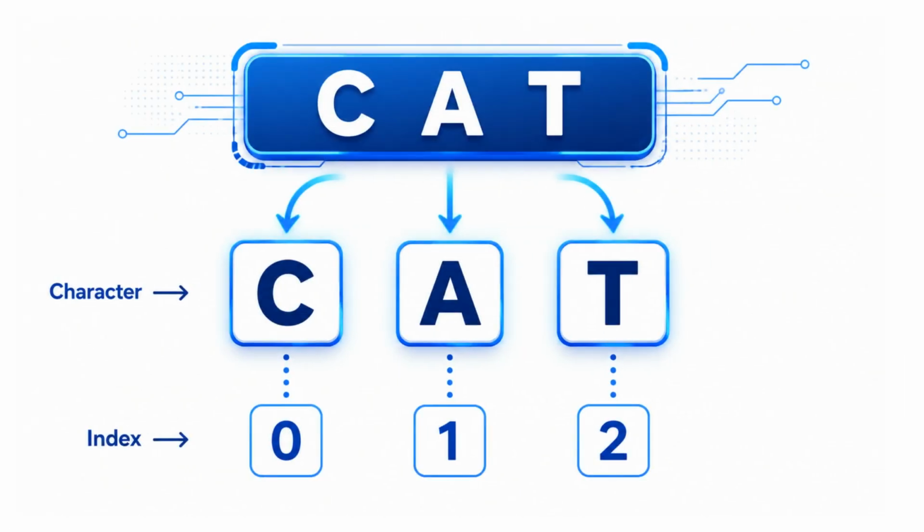Here we have the string cat. It contains 3 characters, C, A, and T. Each character has its own position in the string. These positions are called indexes. In many programming languages, indexing starts from 0. So, C is at index 0, A is at index 1, and T is at index 2. This allows a program to access and process each character individually. So remember, a string is a sequence of characters, and each character can be identified by its index position.